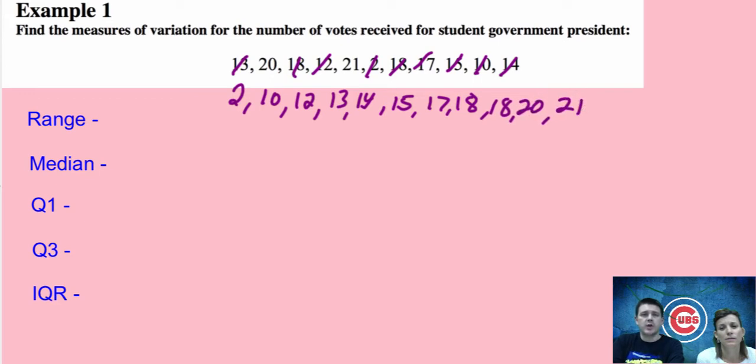So the first step was to write it all out. Then find the easy stuff: find your range. We go all the way from a 2 up to a 21. So we subtract the high minus the low, and we get a range of 19.